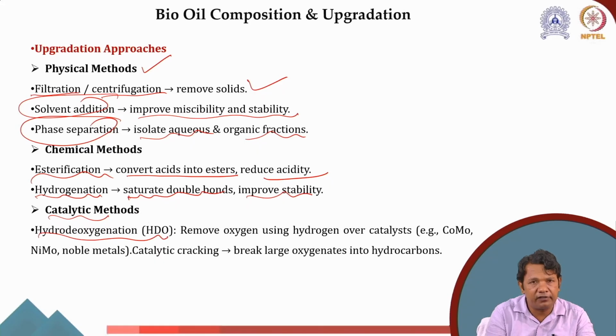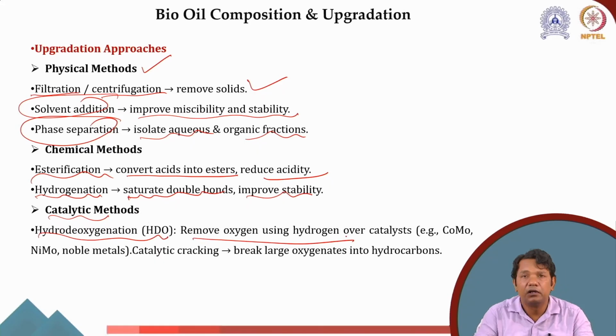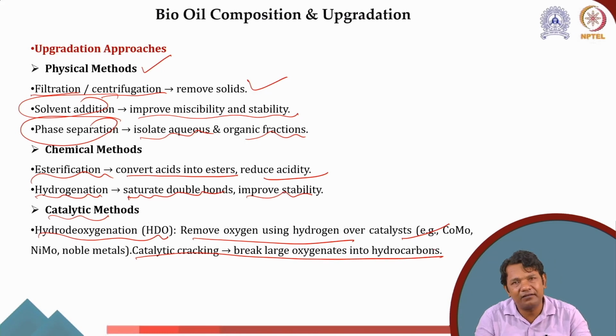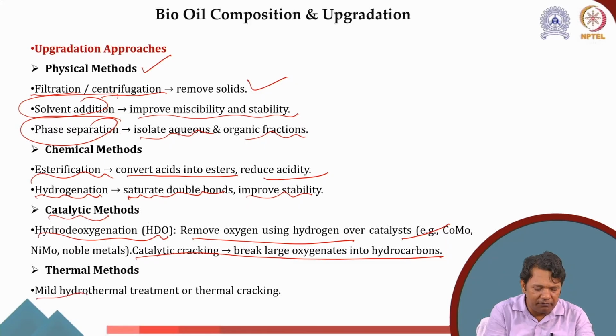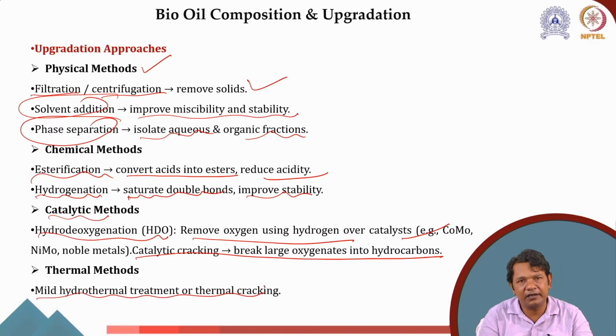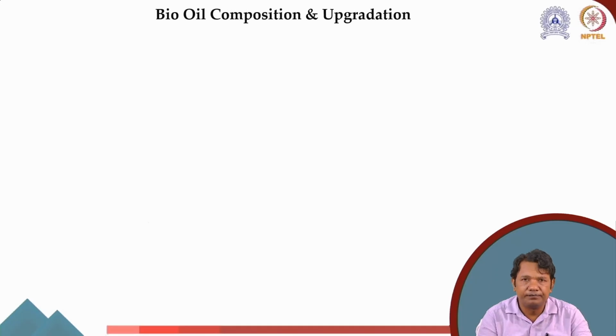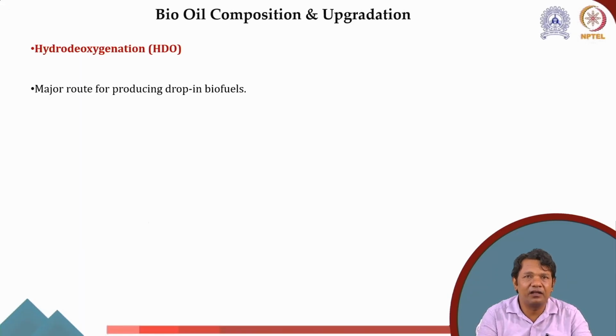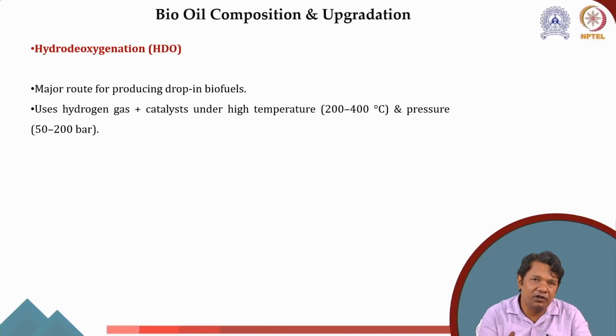we can do hydrodeoxygenation to remove the oxygen using hydrogen over a catalyst like cobalt molybdenum, nickel molybdenum, noble metals, or we can go for catalytic cracking that breaks large oxygenates into hydrocarbons, or we can use thermal methods like mild hydrothermal treatment or thermal cracking, etc. Now, let's say if I have to go for hydrodeoxygenation, it is a major route for producing drop-in biofuels. Why? Because it removes the oxygen.